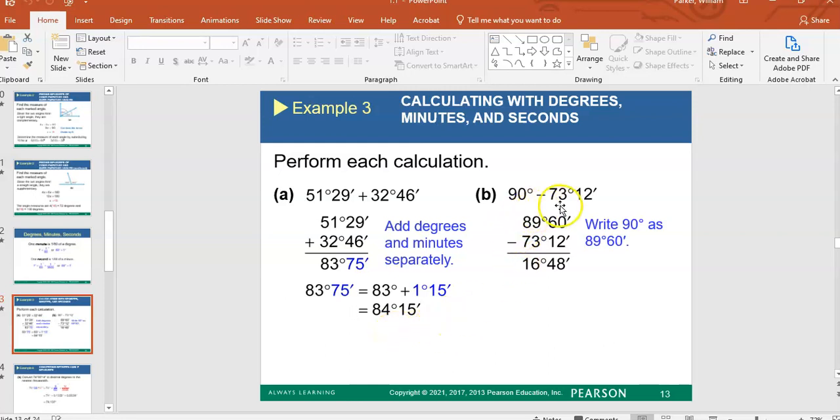So if I take 90 degrees minus 73 degrees and 12 minutes, I need to think of this: if I'm going to subtract that 12, then I have to think of 90 degrees as 89 degrees and 60 minutes. Those are the exact same thing because 60 minutes equals a degree. That way it's a lot easier to subtract. So 60 minus 12 is 48, and then 89 minus 73 is 16. We have 16 degrees and 48 minutes.